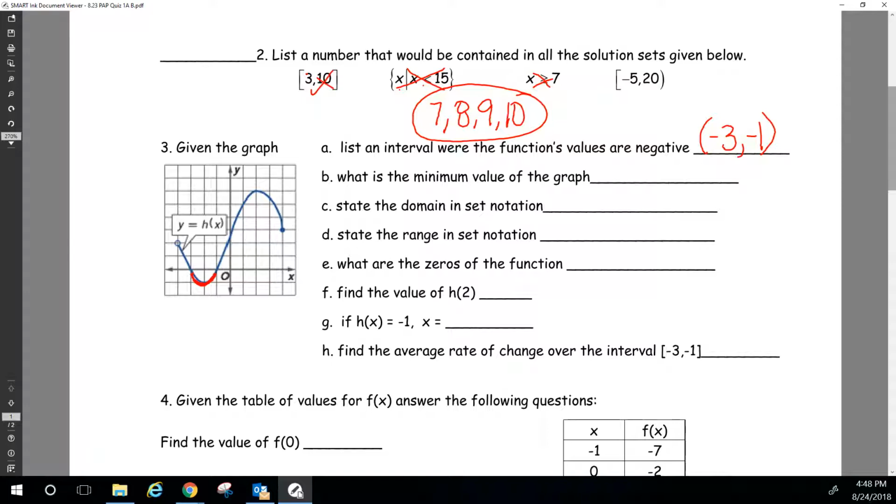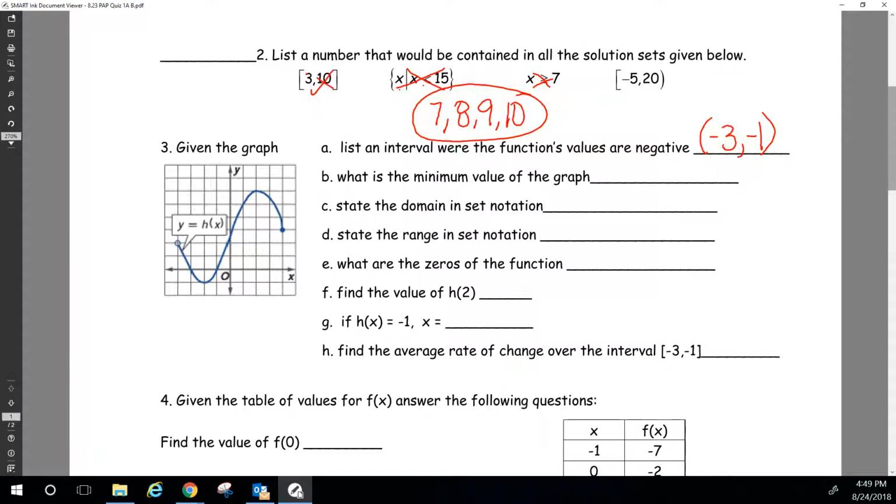If you said between negative 2 and negative 1, I accepted it. If you said between negative 3 and negative 2, any variation like that, totally acceptable. The only issue would be if you put square brackets on it. That's not true, because at negative 3, our y value is 0, and 0 is not negative or positive. So as long as you stayed between negative 3 and negative 1, I would have accepted anything in there.